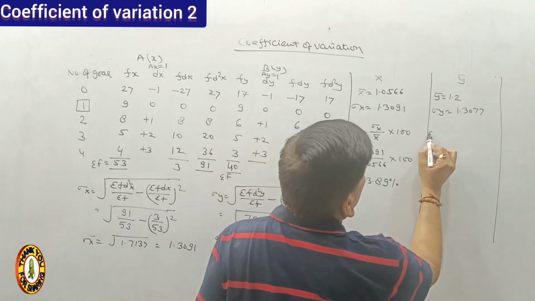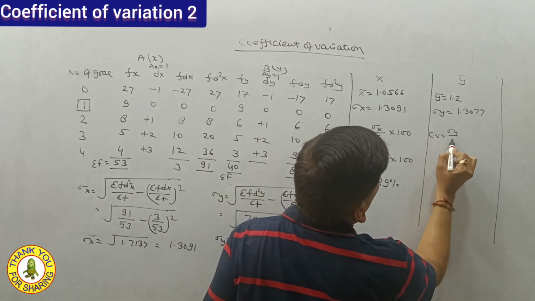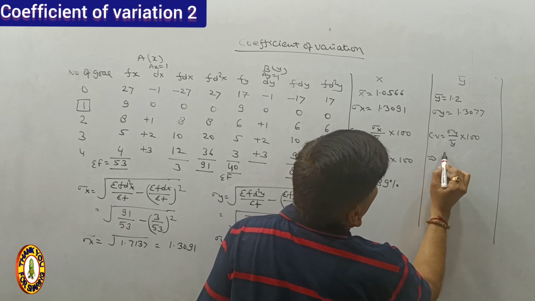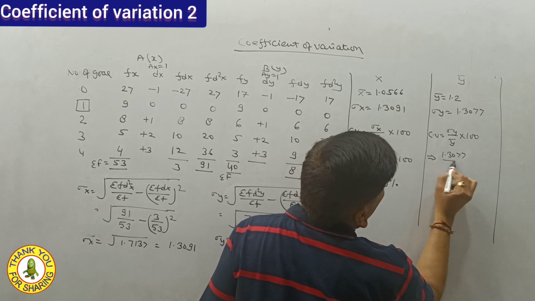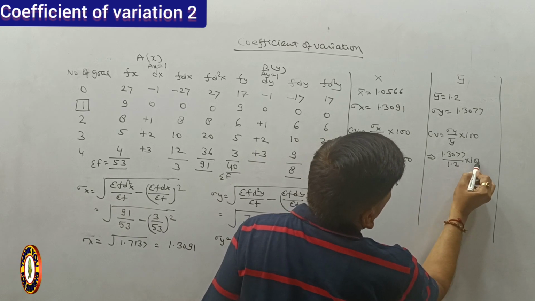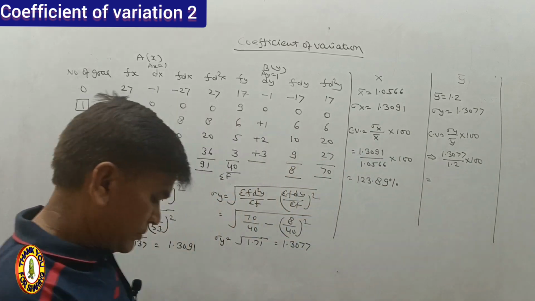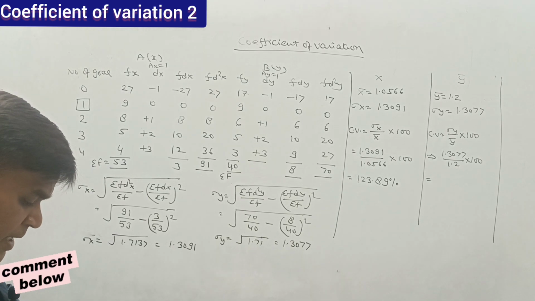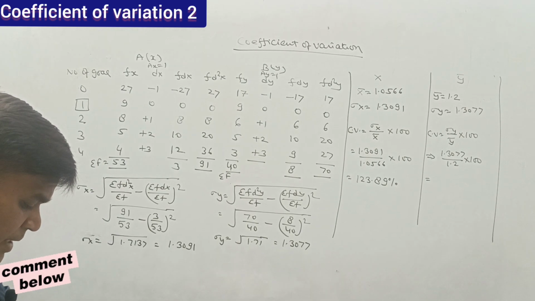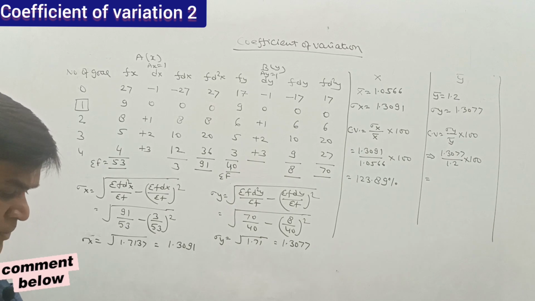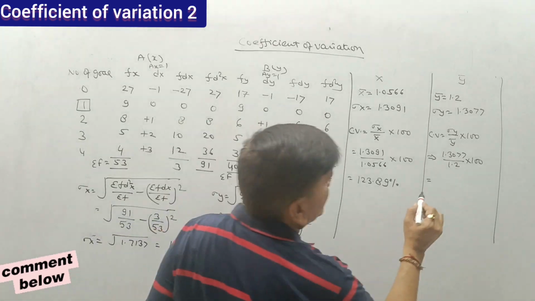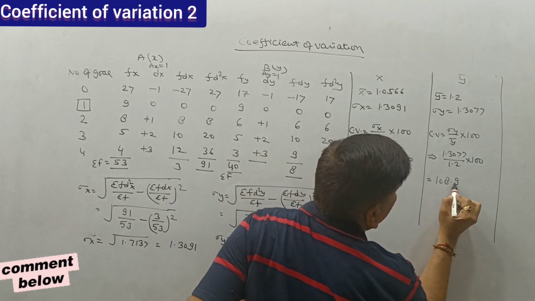CV of the second series is standard deviation y divided by y bar multiplied by 100, that is 1.3077 divided by 1.2 multiplied by 100, that is 108.975.